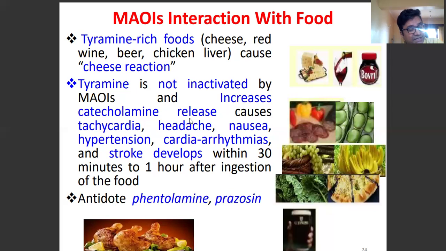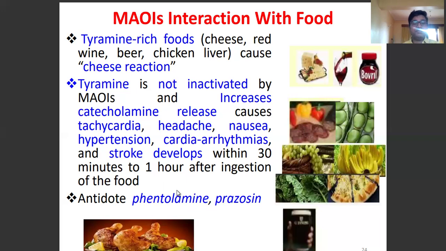So very dangerous. If you are dispensing these drugs, you need to educate the patient not to eat this food. What is the antidote if they have taken it by mistake? Phentolamine and prazosin. These are the two drugs which are alpha antagonists, alpha adrenergic antagonists, which are used in the treatment of this.